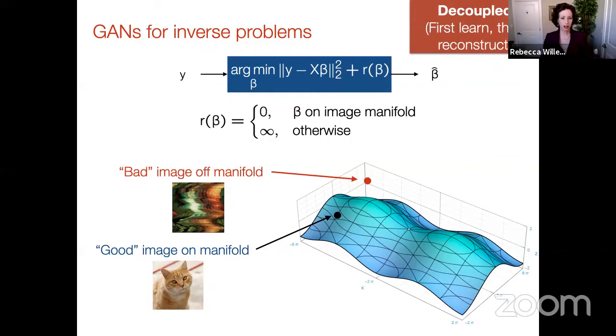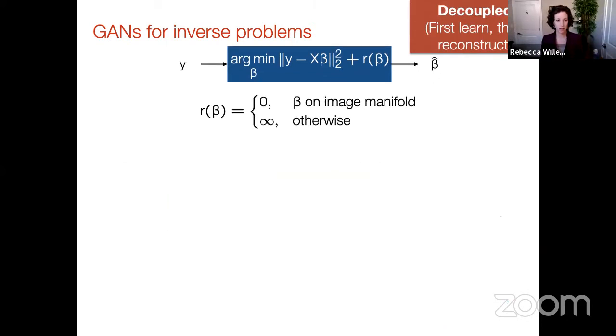If we set up our regularization function like that, then essentially we'd be searching over all images on this manifold for the one that best fits our data. Okay, so that would be what we might do if we knew what the image manifold is, but of course we don't. And that's where machine learning and generative models come into play.